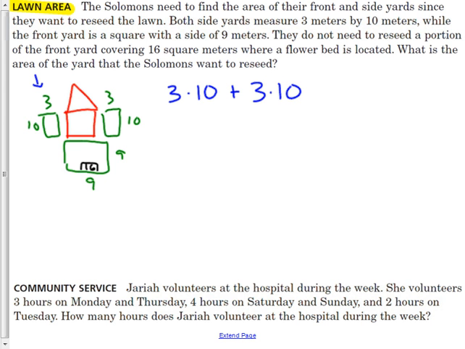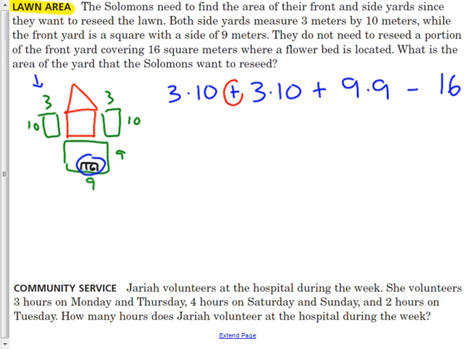Now let's go to that front yard. There's a couple steps with the front yard. First of all, the front yard is a 9 by 9 square. So I can do that part. But I'm also told that there's this little bit here of 16 square meters that doesn't need to be seeded. So I have to take that 16 away. Here is my problem that represents the total area of the yard.